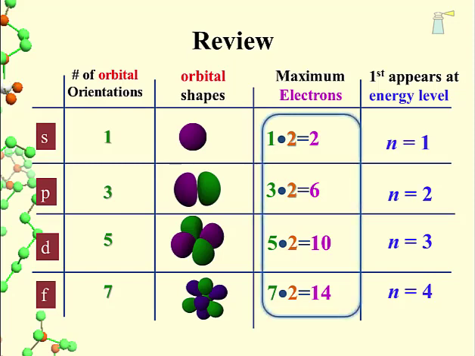The first piece of information is the identification of the orbital blocks on the table. To reiterate, the S, P, D, and F blocks on the periodic table follow the maximum number of electrons that orbital type can hold: 2, 6, 10, 14.